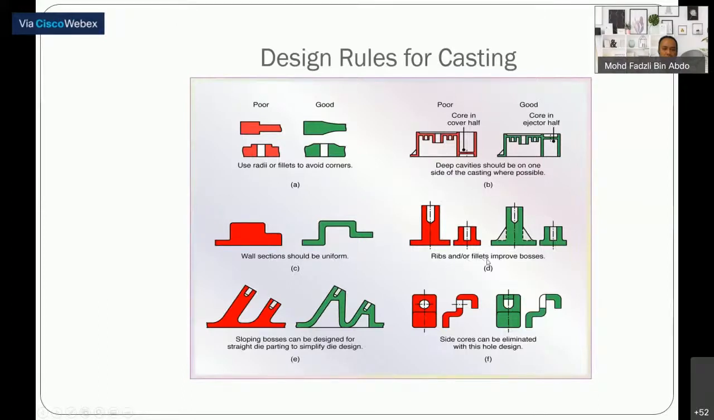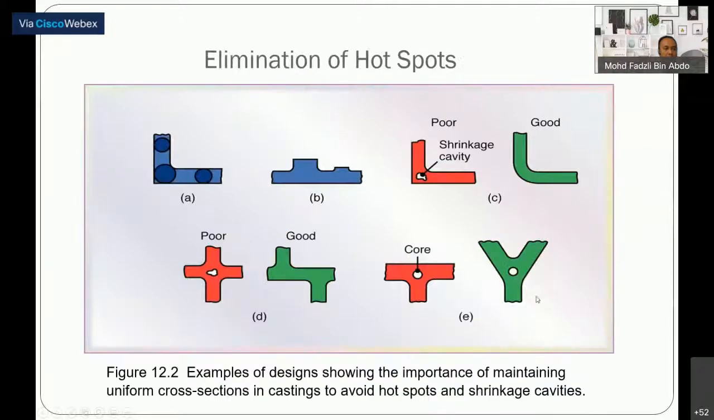And then ribs and or fillet improved bosses. Looping bosses can be designed for straight die parting to simplify the die design. Okay, and then side core can be eliminated with this hole design. Okay, ini pula elimination of hot spot. Example of design showing the importance of maintaining the uniform cross section in casting to avoid hot spot and shrinkage cavities. Okay, jadi lah instead of kita buat macam ni, dia ada bentuk ni kan tajam ni, kita buat bentuk ni fillet ni. Okay, dia ada radius fillet lah.